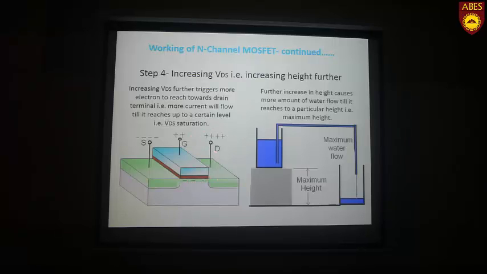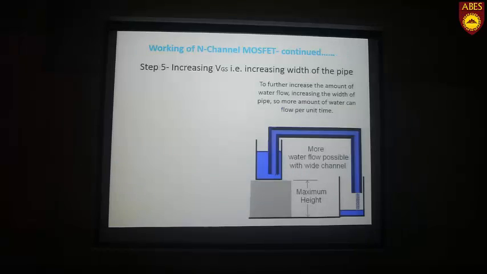So when reaching a maximum voltage, what will happen? At maximum potential, maximum current will flow, the maximum number of electrons will flow from here to here, and then a further increase in current is not possible through this channel. Then what will happen? We said that we can increase it by increasing the width, by taking a bigger pipe.